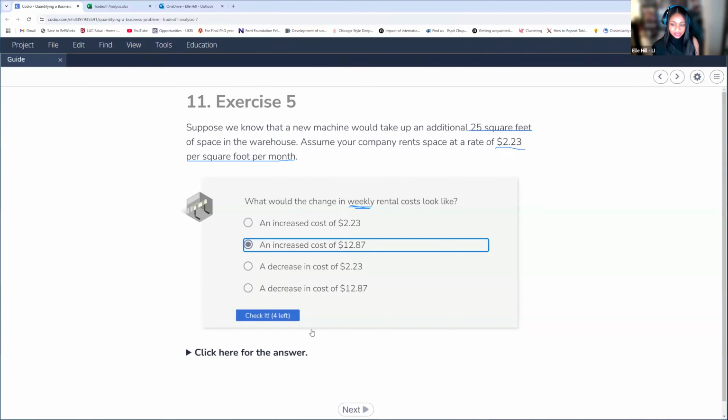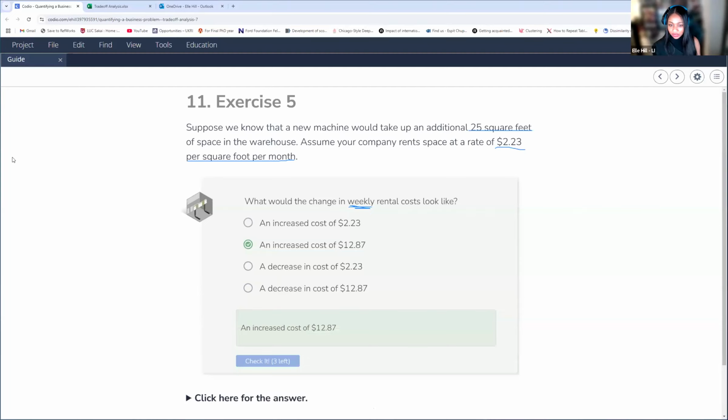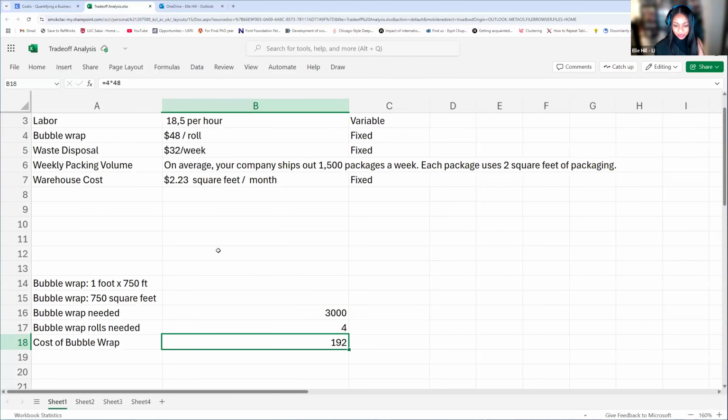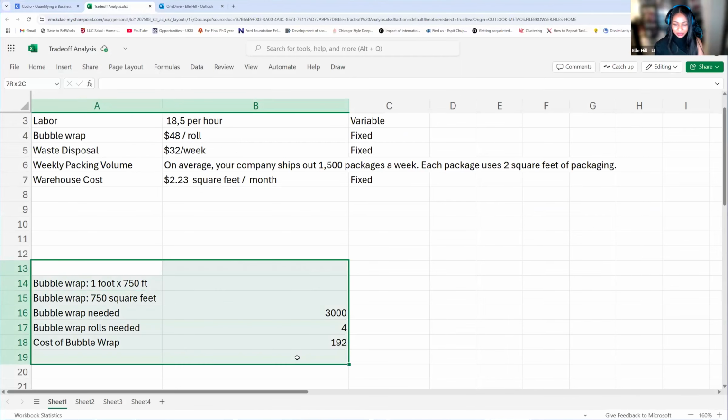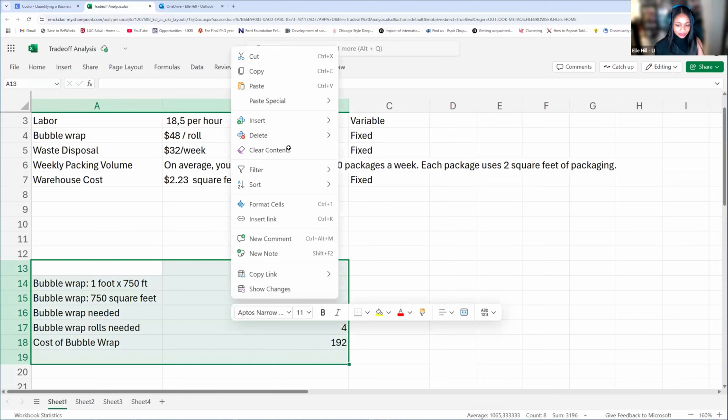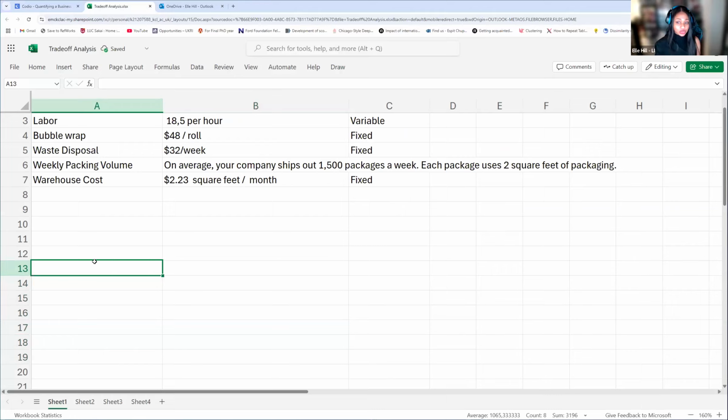So let's calculate this first. We know, yeah, we're also wasting space storing the bubble wrap. That's a good point. So we know that I have to get rid of the drawings, but also we know that space is going to cost $2.23. So I'm getting rid of our bubble wrap from before. Space is going to cost $2.23 per square feet per month.